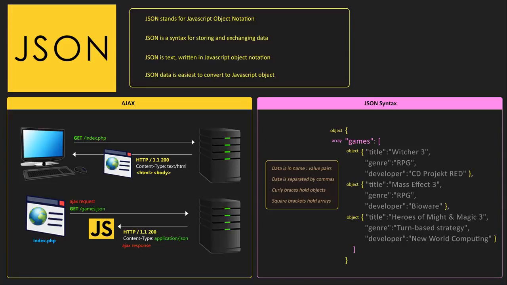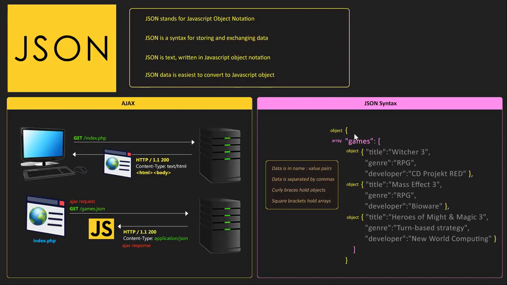It's Clever Techie, and in this video we're gonna learn JSON. JSON stands for JavaScript Object Notation. It's a syntax for storing and exchanging data. JSON is text written in JavaScript Object Notation, and JSON data is the easiest to convert to JavaScript objects.